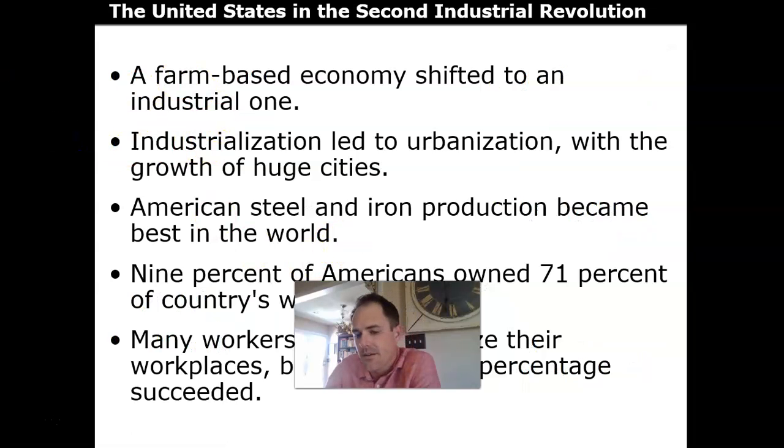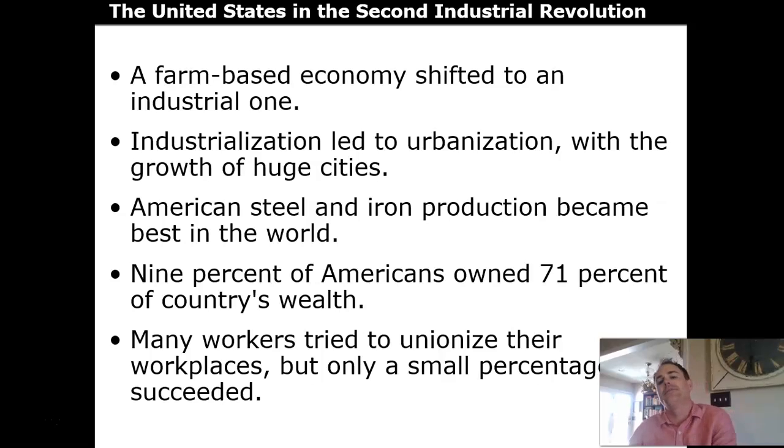The United States also is a key player in this second industrial revolution, as its economy is shifting to an industrial one. Remember, industrial one: use of machines powered by new sources of energy, steam power, electric power, to mass produce goods. That's what we mean by industrialization. It's fueling urbanization as cities grow up around factories, and people are flocking to those cities to work in those factories. American steel and iron production become the best in the world. In fact, by 1900, the United States is the number one industrial producer in the world.